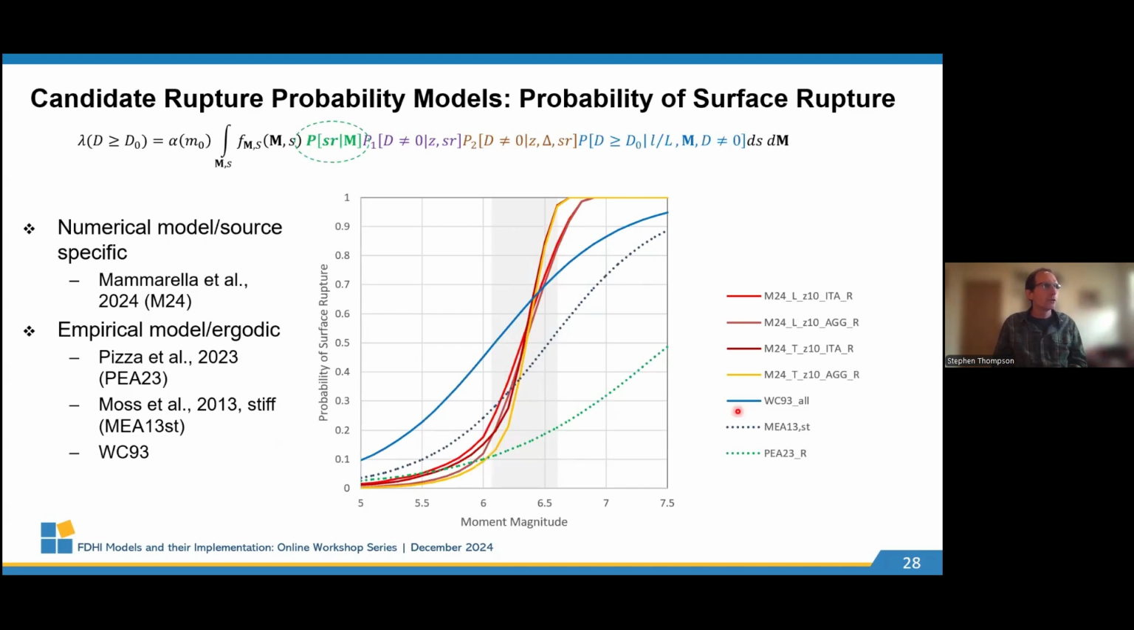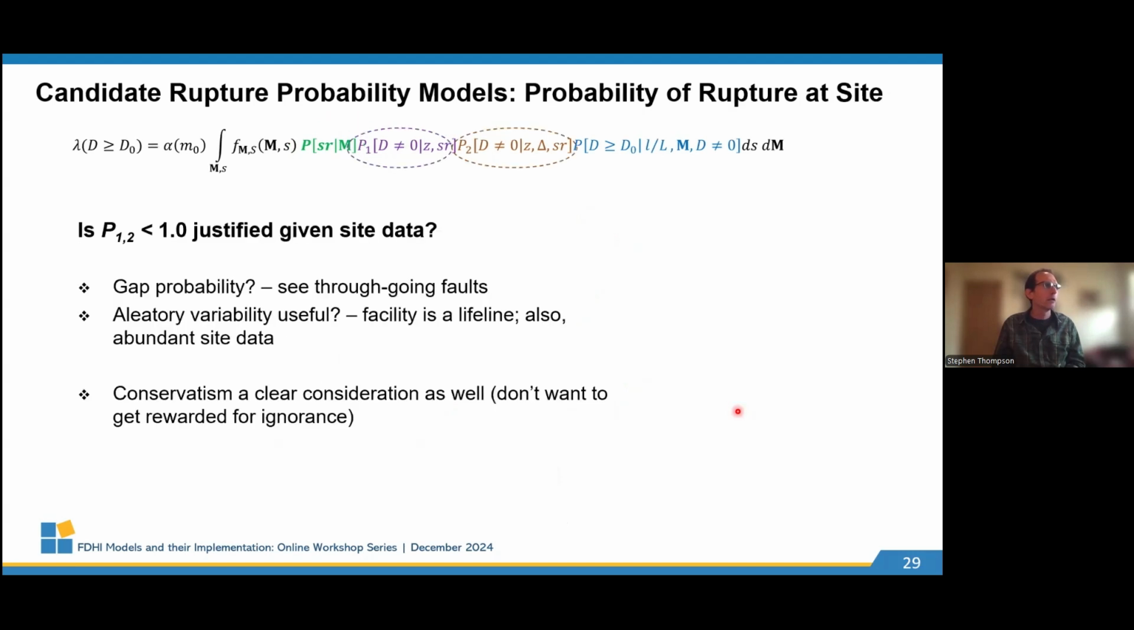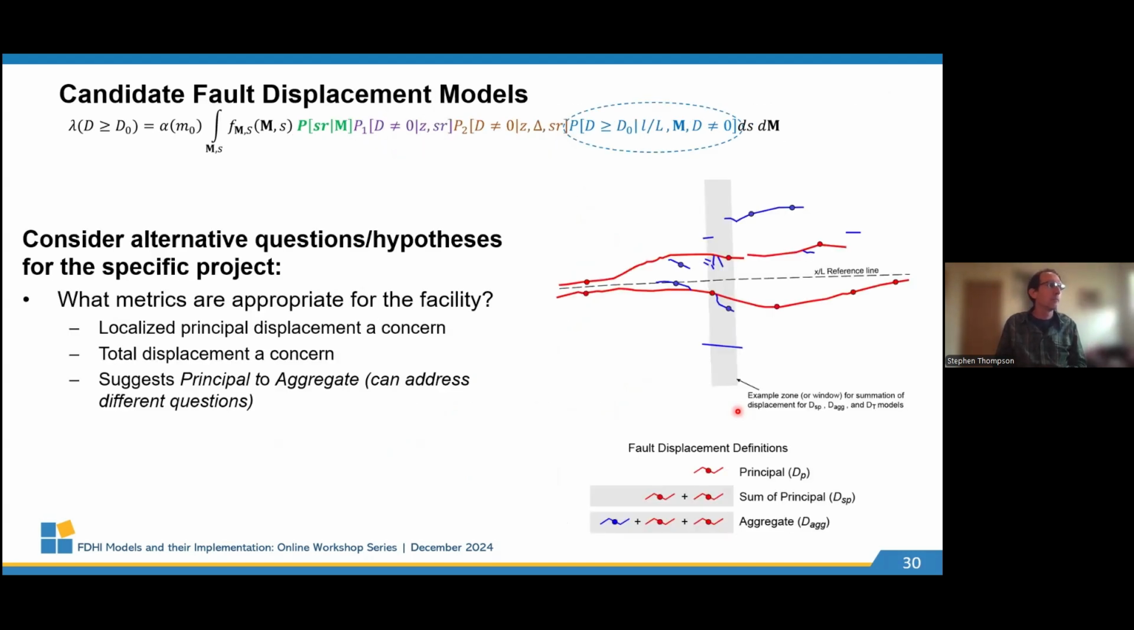I'll go through this really quickly. It's more important for this project, but not quite as important as we might expect given model choices that we made, and then I'll show. Again, this is the probability of rupture at a site, and we have to ask the question again, is a probability less than 1 justified? So we consider, is the gap probability justified? Aleatory variability, is that useful for a project? Again, in this case, we decided no and set it equal to 1.